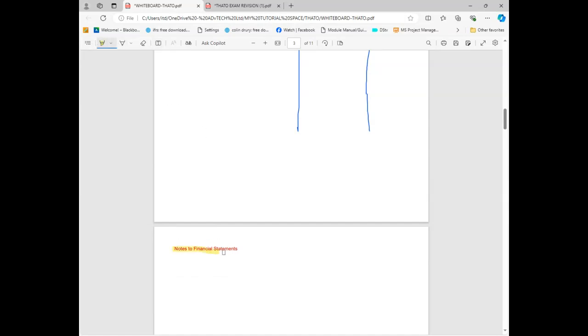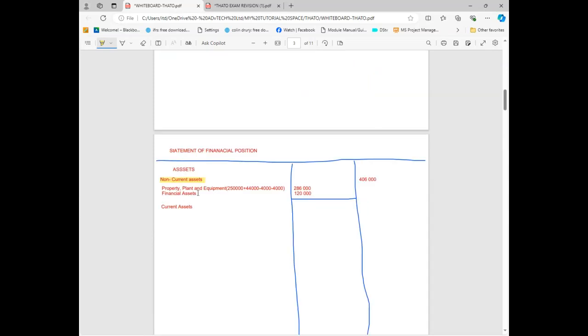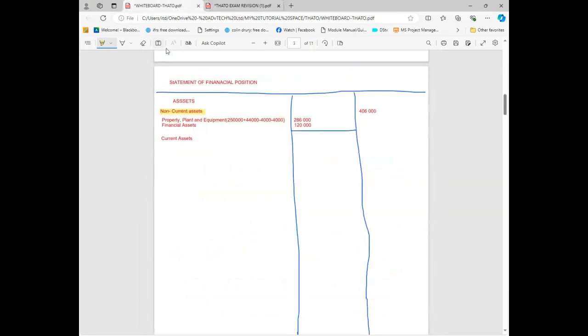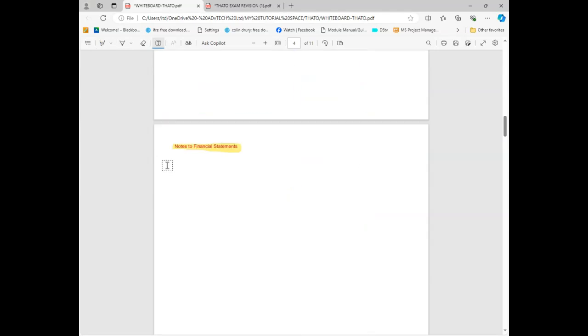Even this one, PPE, it's a note, but it's a long note. I'm not going to show that one. Let me show this one. If they ask you for, for example, here I will have the first note here. I can say my first note is my financial asset, okay?